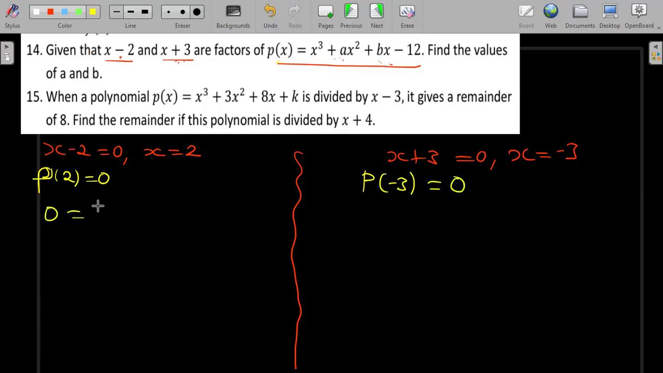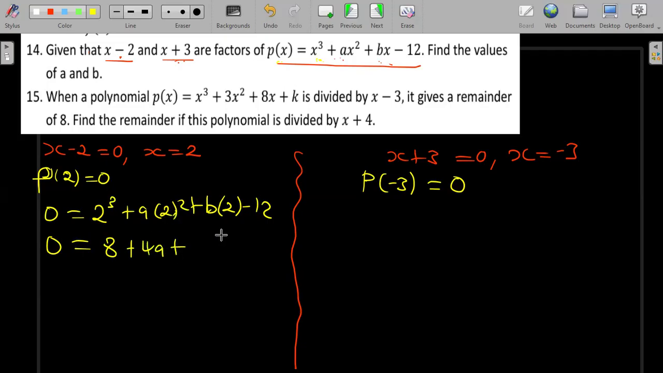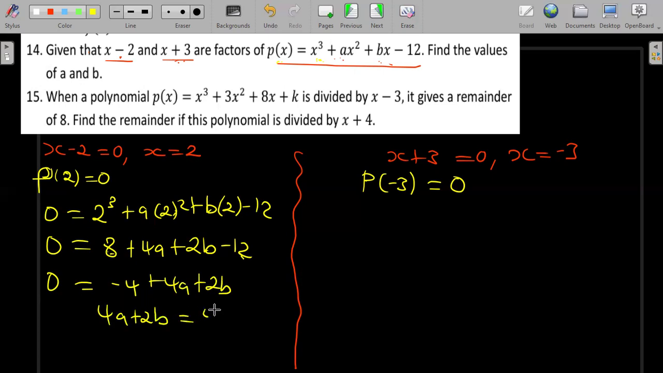So 0 is equal to, and in this equation, wherever there's x, I'm going to put 2. It will be 2 to the power 3 plus a times 2 squared, plus b times 2, minus 12. So I get 0 equals 8 plus 4a plus 2b minus 12. Combining 8 and minus 12 gives minus 4, plus 4a plus 2b. So 4a plus 2b is equal to 4. Let's divide everything by 2. We get 2a plus b is equal to 2. This will be our first equation.